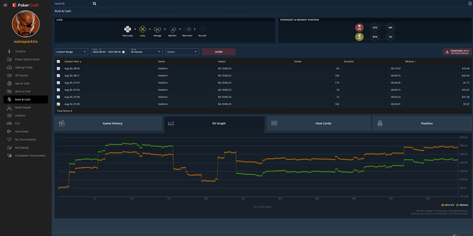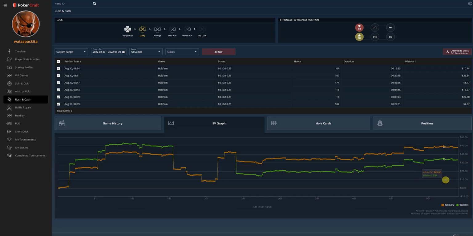Hi everyone, just played a session on GGPoker and just looking at my results here. Won $33, my all-in EV is $50, which is whatever. What I wanted to show you is how we can now analyze that session in GTO Wizard.